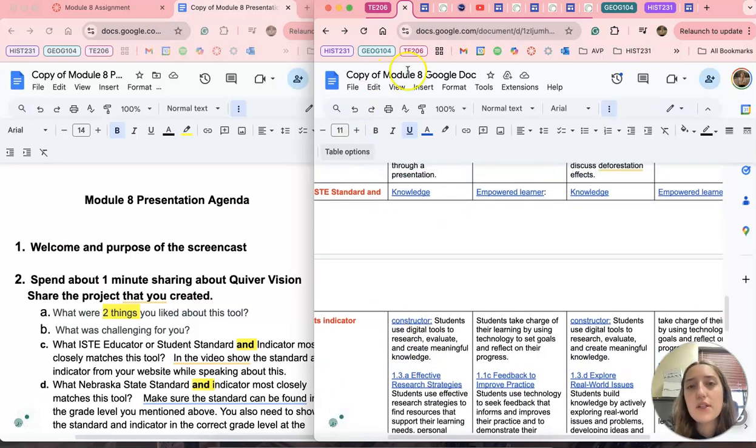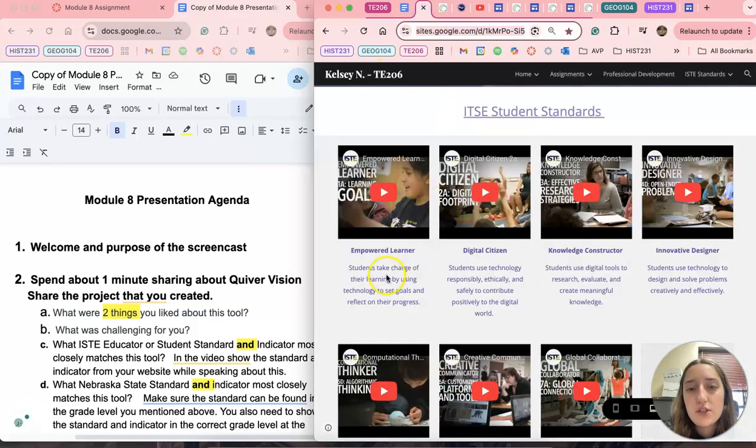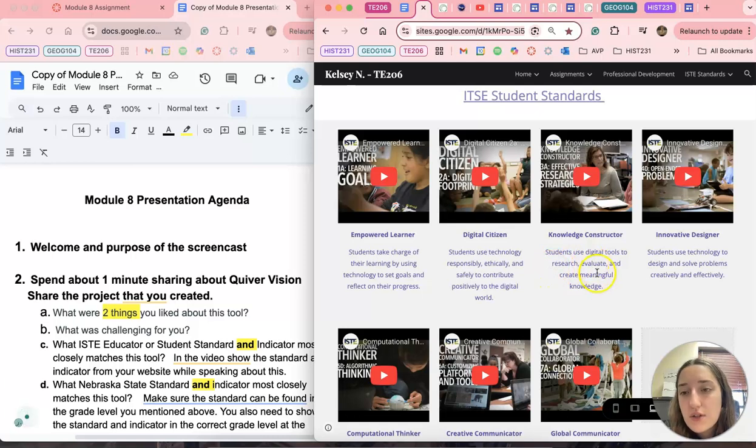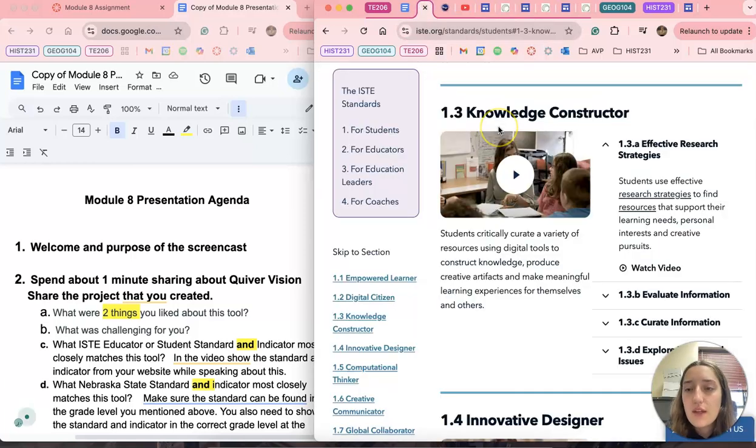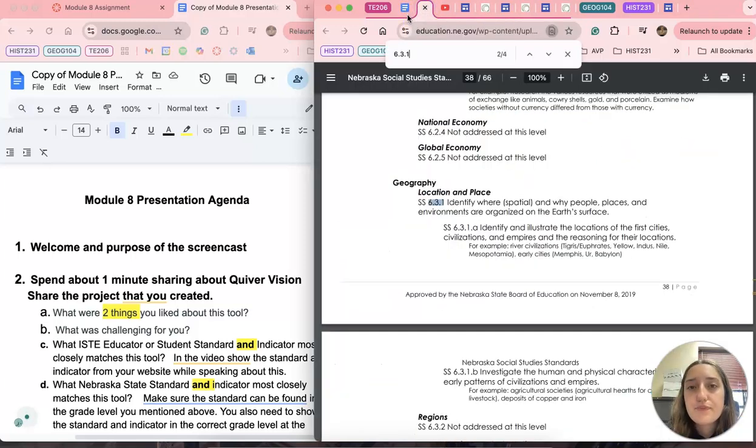So with that project, I said that it was a knowledge constructor. Students use digital tools to research, evaluate, and create meaningful knowledge. And then the indicator is effective research strategies. Students use effective research strategies to find resources that support their learning needs, personal interests, and creative pursuits.